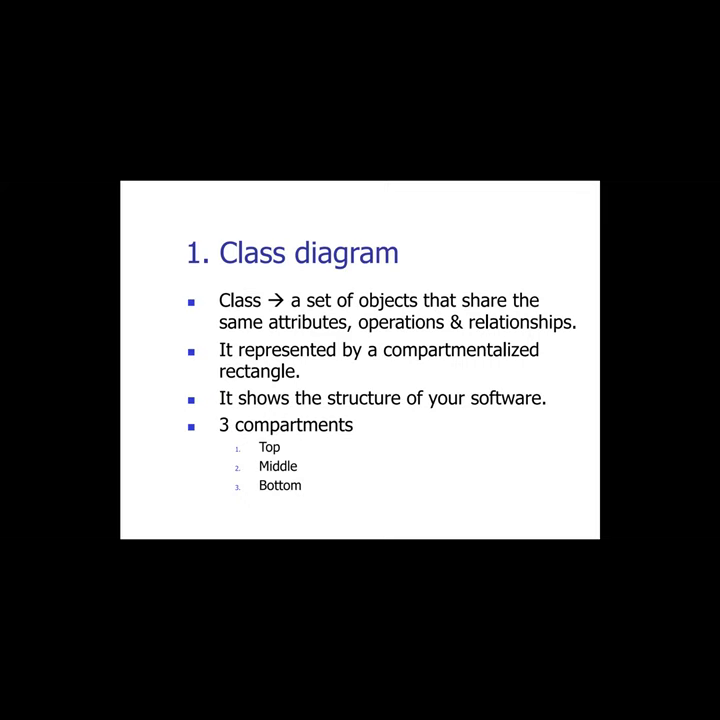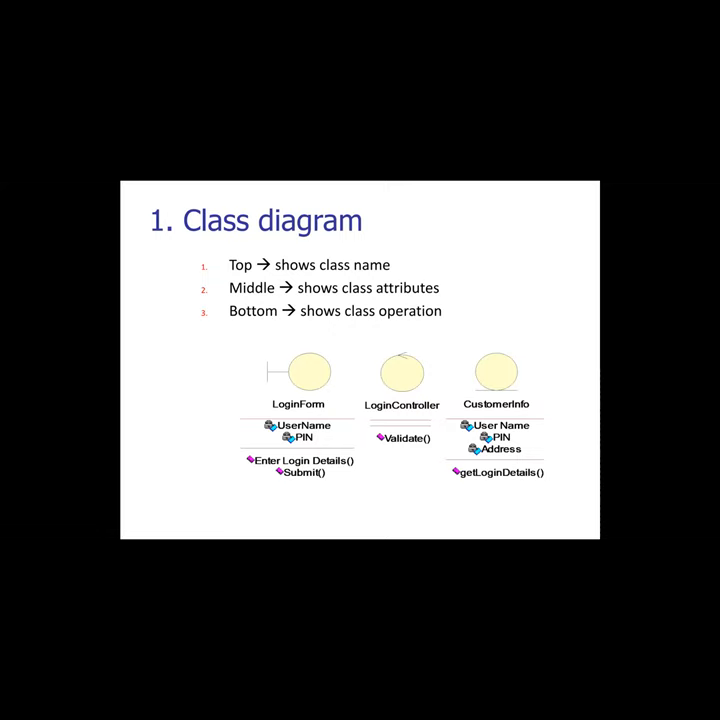The three components of a class diagram are top, middle, and bottom. So we'll have three rows, and each row will represent one of them. The top will have the class name and the middle shows the attributes. The bottom, third row will show the class operations or functions.